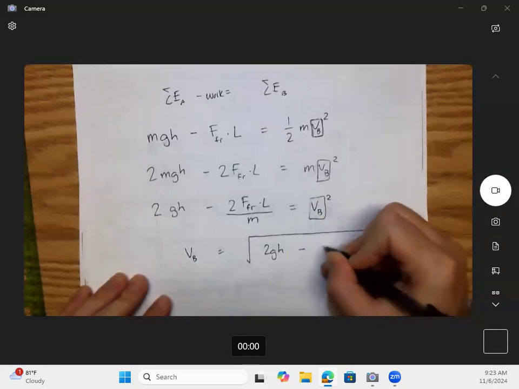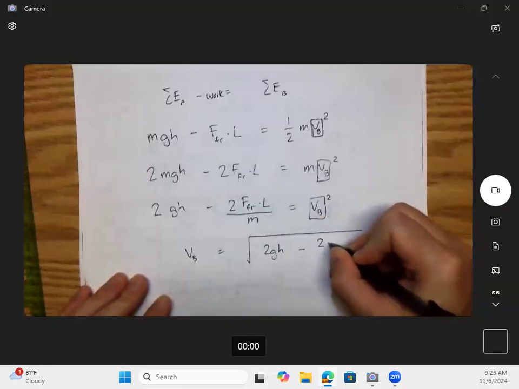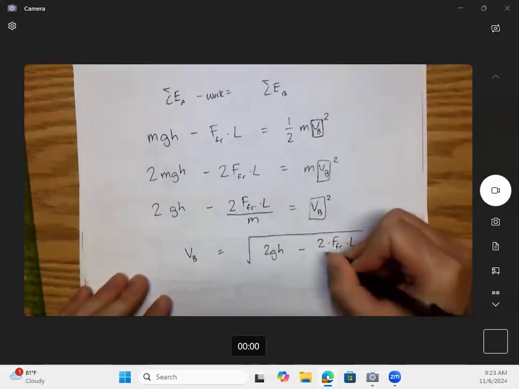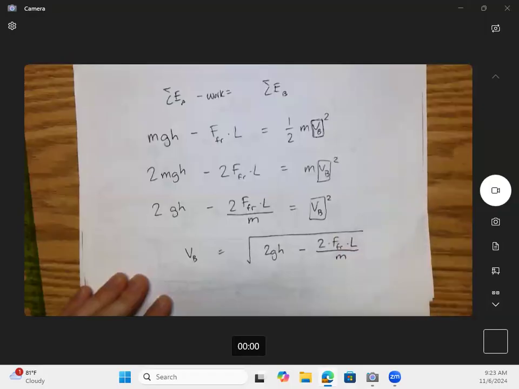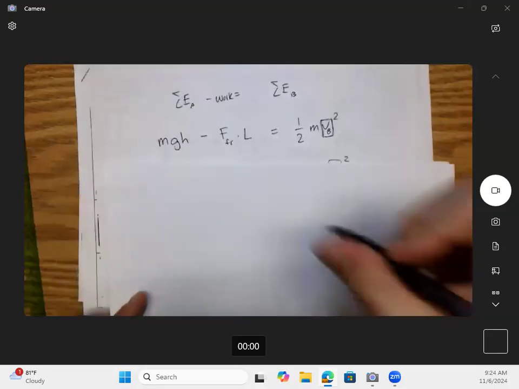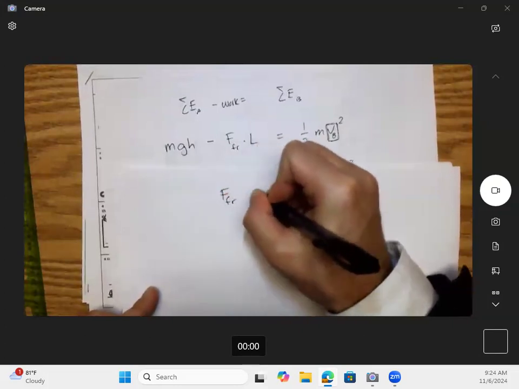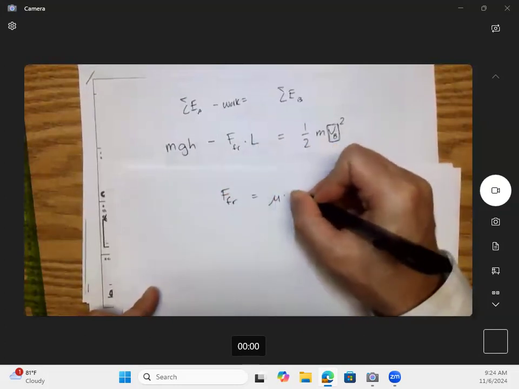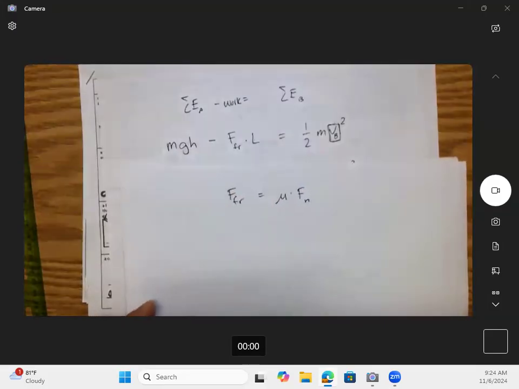But if there's friction, I have to subtract that off. Minus 2 times the friction force times the length and then divide by the mass. That could be the answer. Okay, that's a fine answer. If you want to go a step deeper, let's go a step deeper though. If you have this, that's fine. Guys, this friction force, do some stuff with that. What do you know about friction force? It's equal to coefficient of friction times what? Normal force, right? Oh, thank you.